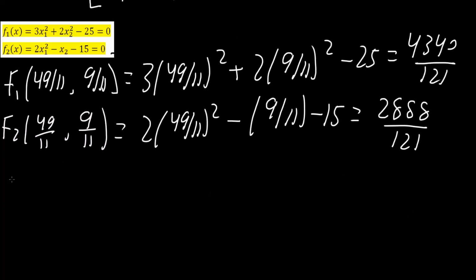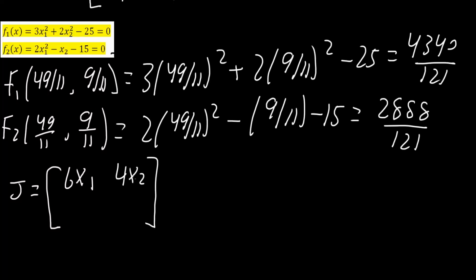So the next step that we will do is the Jacobian. So J is equal to, same idea, the derivative of x1 for this, which is 6x1. I'm taking the derivative of just x1. So I would get 6x1. Next, take the derivative of x2. So I get 4x2. Next, I will do the bottom equation. So just the derivative of x1. So I get 4x1. Just the derivative of x2. So I get negative 1.